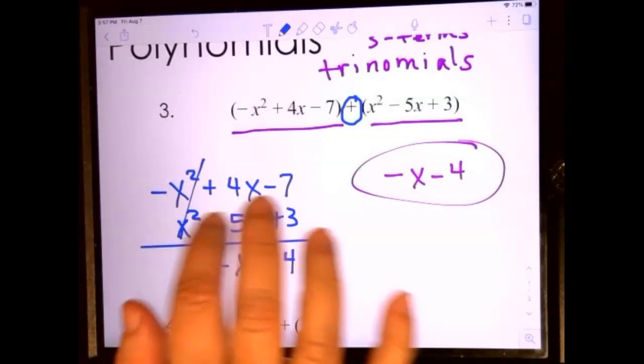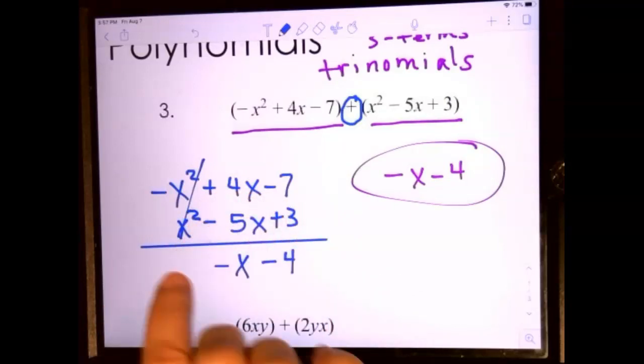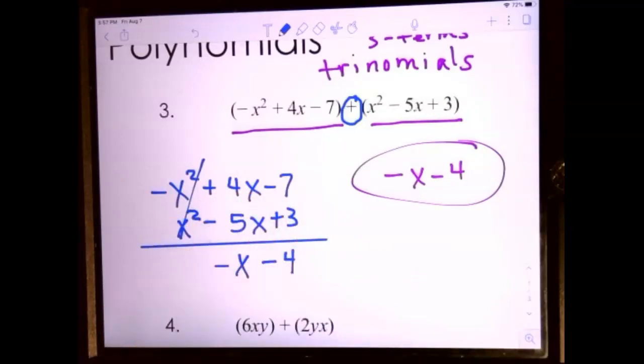I find this way, lining them up, easier just to keep track and make sure I have things lined up, and you'll see why that becomes important a little later.